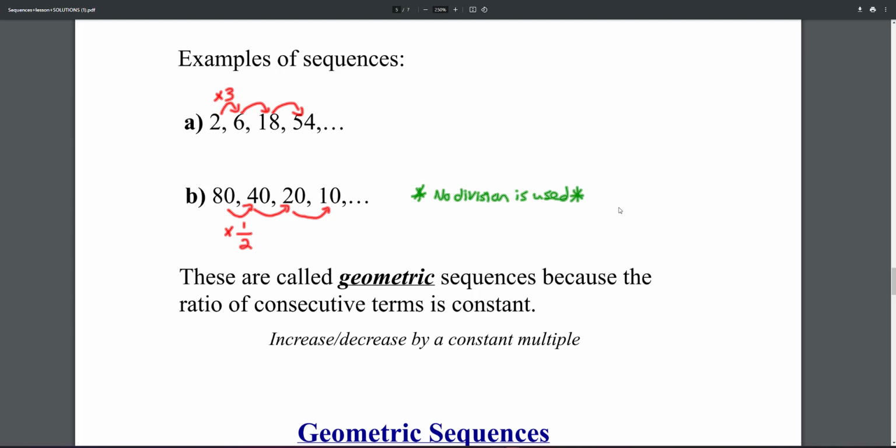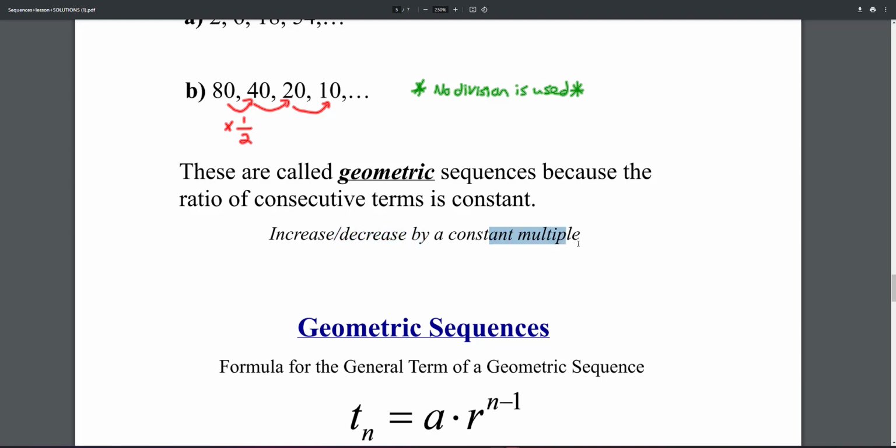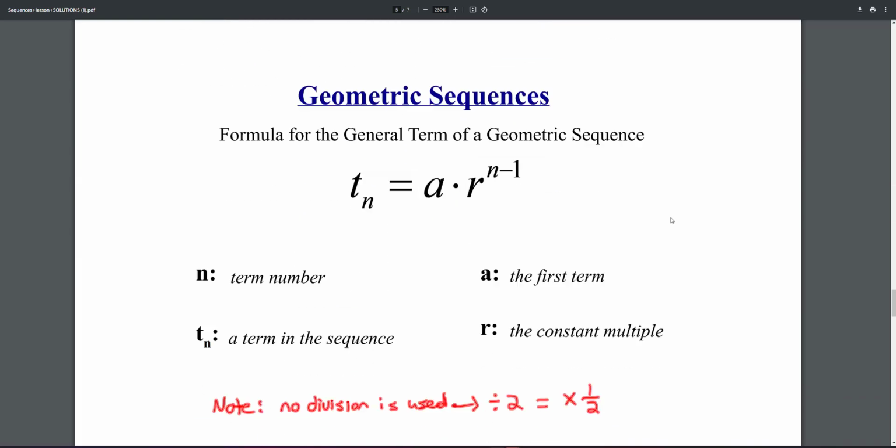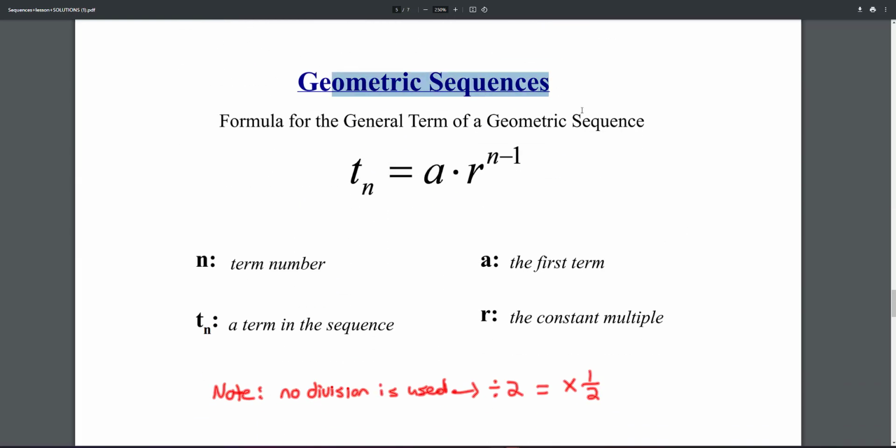And here we have geometric sequence. Why? Because it's kind of like multiplying. The difference between the term values is a constant ratio. So they're increasing or decreasing by a constant multiple. And here we have our equation for a geometric sequence.